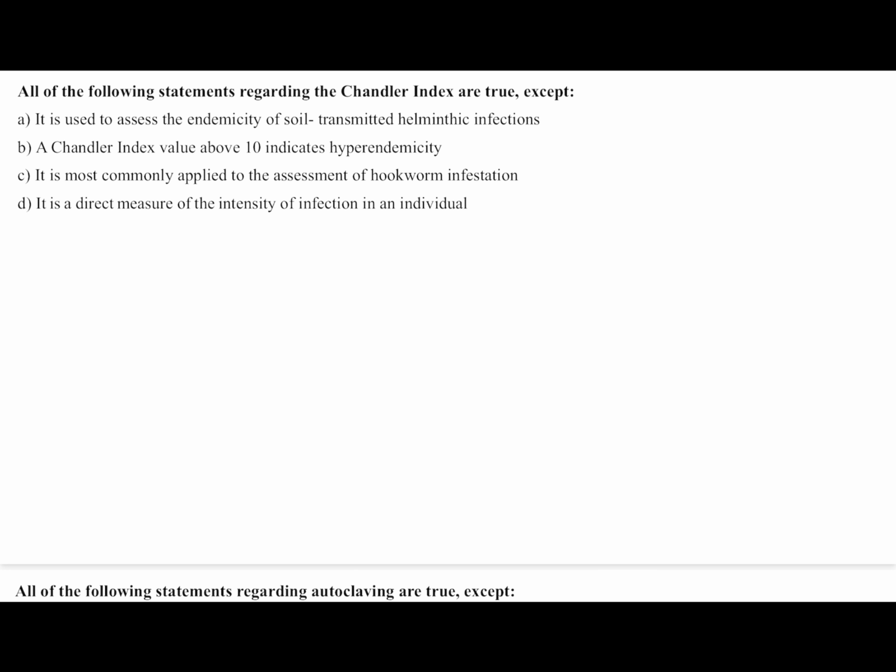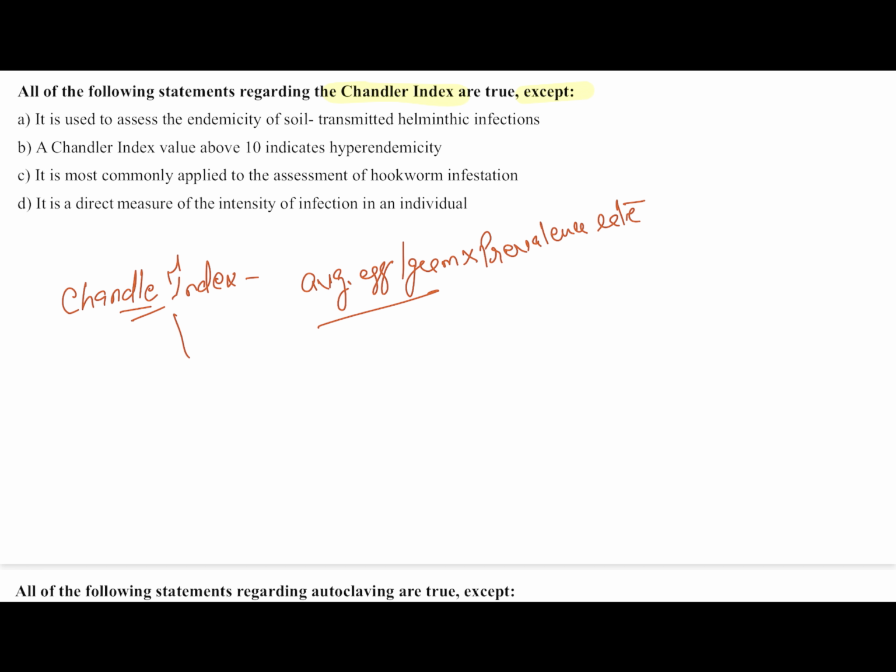All of the following statements regarding the Chandler index are true except. So what is the Chandler index? First you need to remember the formula: you will multiply average eggs per gram by prevalence rate. For what organism are we checking this? We are checking this for hookworm infestation.